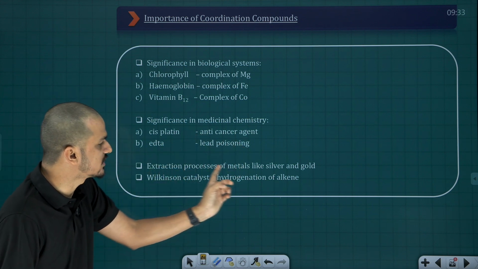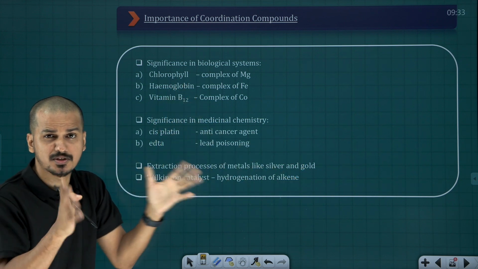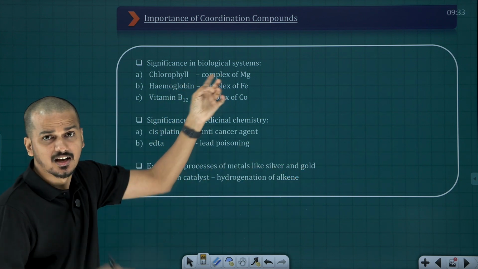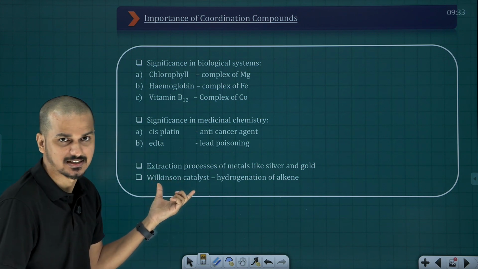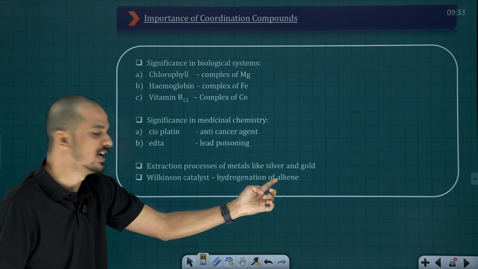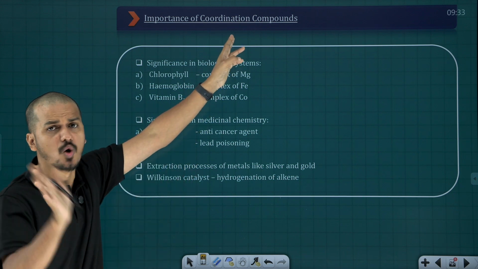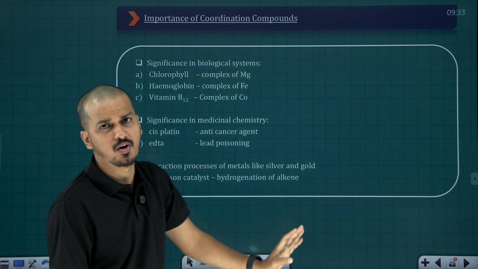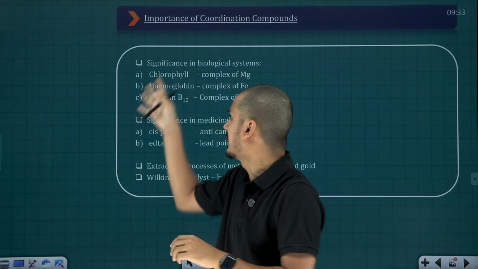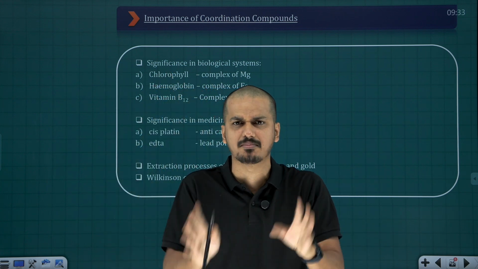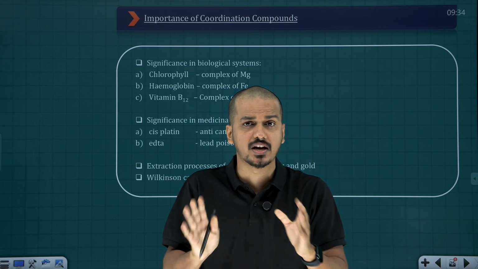And for the extraction of metals like silver and gold, what concepts are we using? The concepts of coordination compounds. As well as Wilkinson catalyst, which is used for hydrogenation of alkenes. All are coordination compounds only. These are the important ideas related to coordination compounds. You have to go through it. What is Wilkinson catalyst? What is the structure of Wilkinson catalyst? If you have time, you have to go through it, guys. Okay, that's all the idea about the chapter coordination compounds.